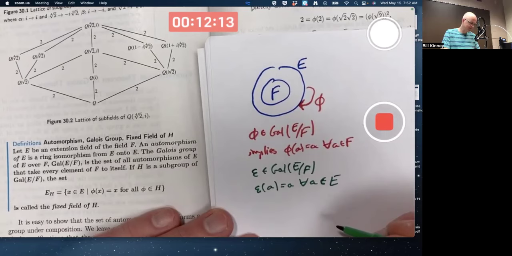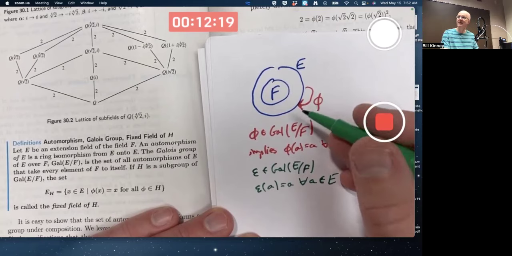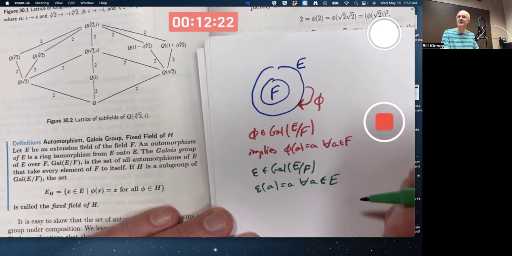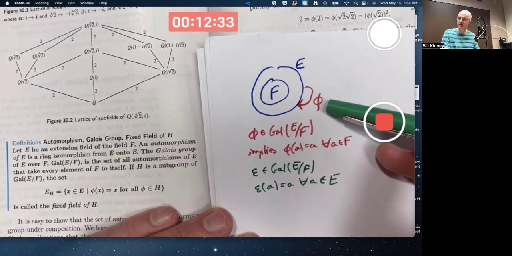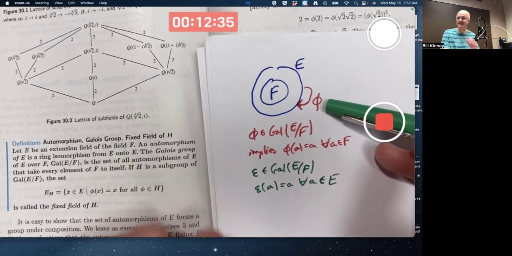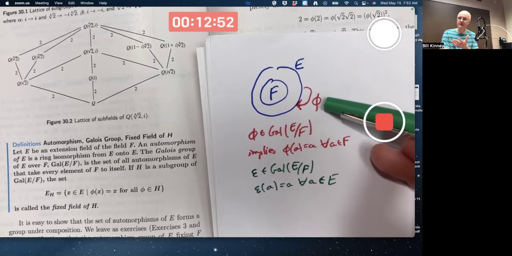Inverses. You've got an automorphism from E to itself that fixes everything in F, maps everything in F to itself. Does its inverse function map everything in F to itself? Certainly the inverse function exists. If I assume phi is an automorphism of E, that means it's a ring isomorphism from E to itself. Isomorphism means operation preserving, but also one-to-one and onto. It's got an inverse function. We have seen in the past that the inverse function will also be operation preserving. It will be a ring isomorphism from E to itself.